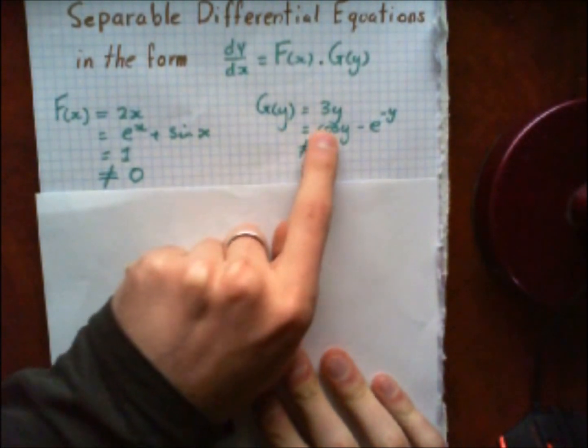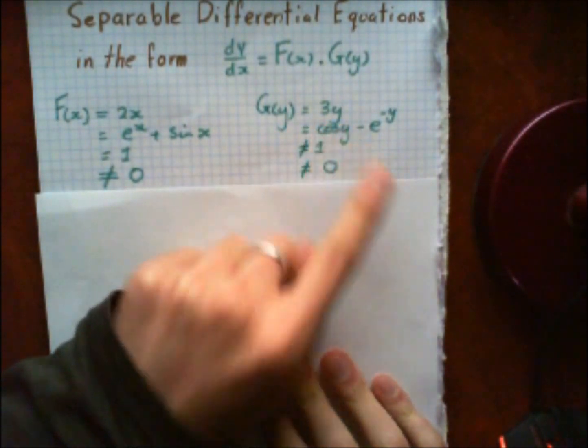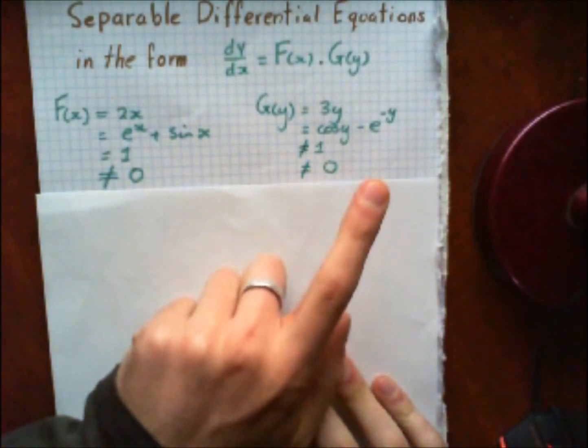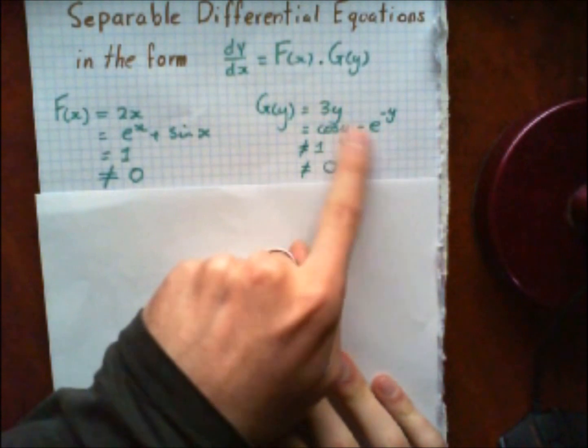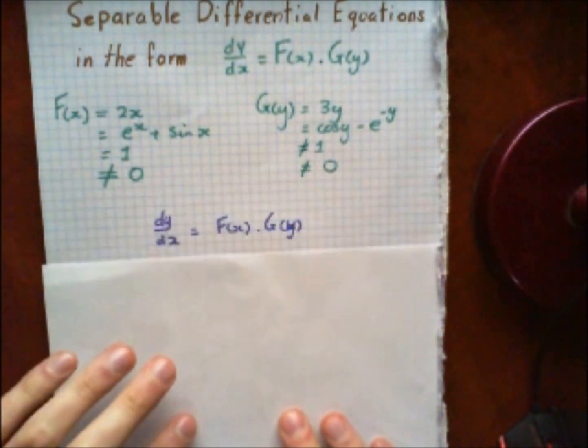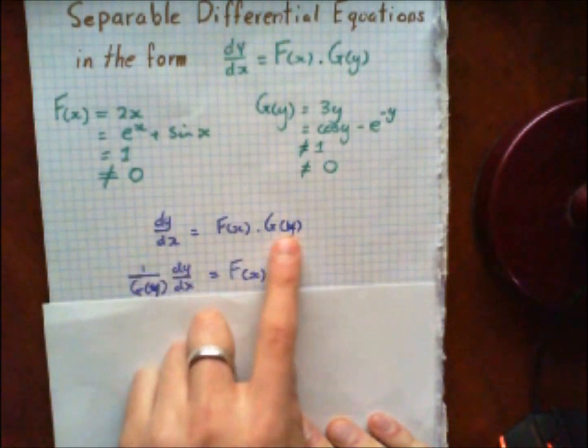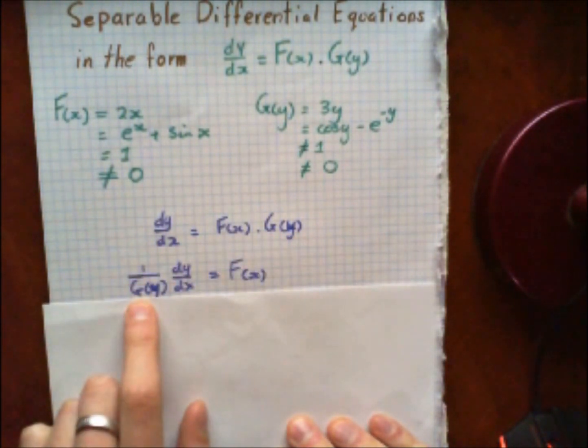G of y, on the other hand, can be 3 times y or any other function of y. However, it cannot be a constant such as 1 or 0. It has to have a y in there. Now to solve separable differential equations, you first have to divide both sides by g of y.